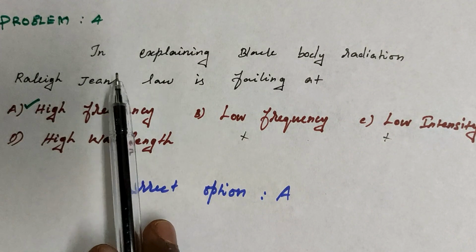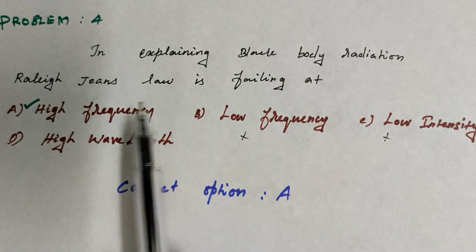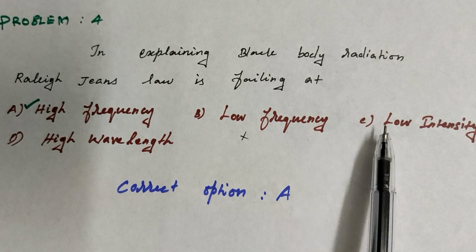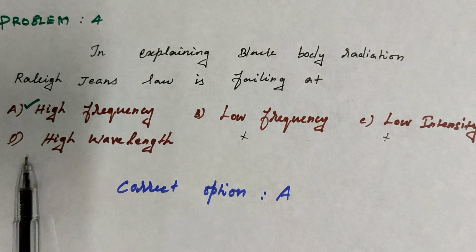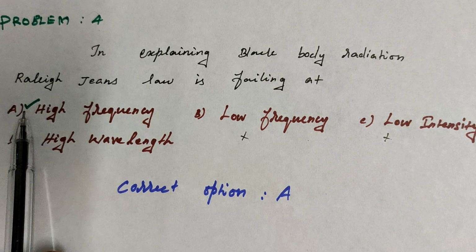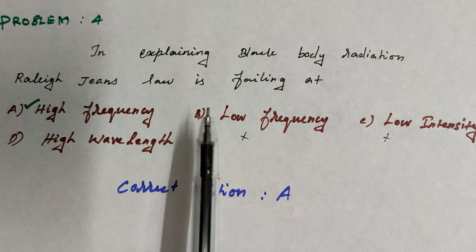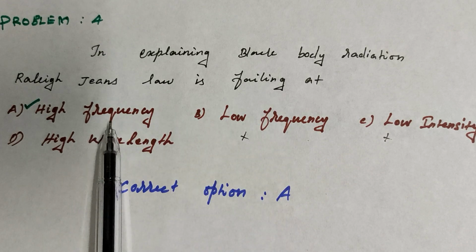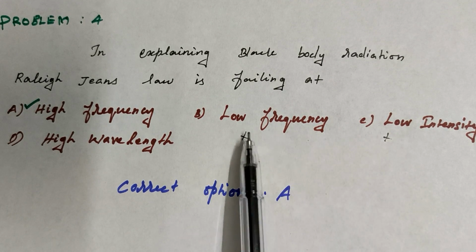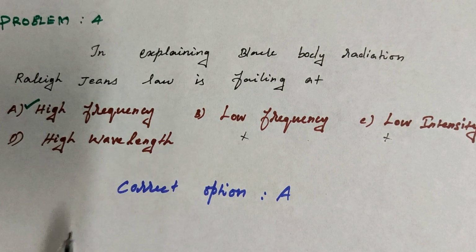Next, question number 4. In explaining blackbody radiation, Rayleigh-Jeans law fails at: option A, high frequency; option B, low frequency; option C, low intensity; option D, high wavelength. Out of the four options, the correct option is high frequency. We saw in the last graph that the Rayleigh-Jeans law fails only at high frequency. It is obeyed at low frequency and low intensity. So it is not option B, not option C, and not option D.